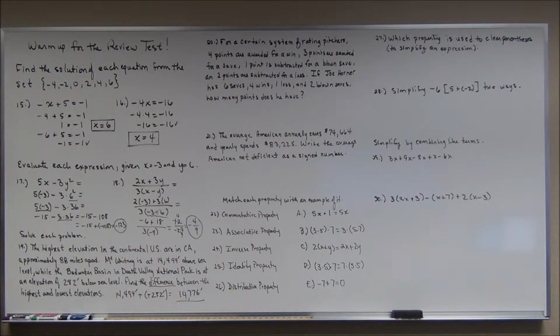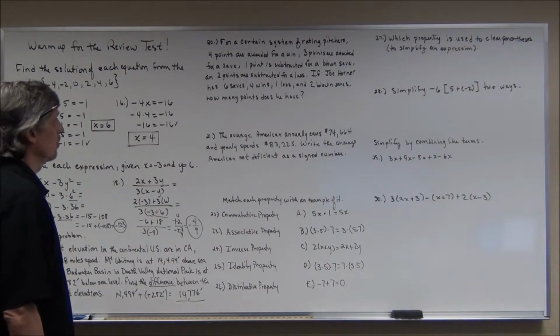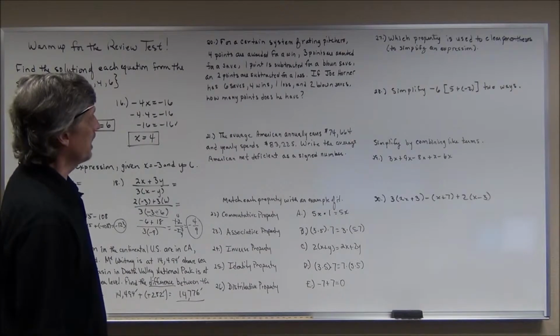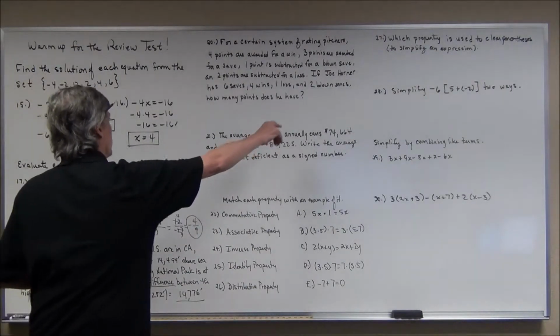Similar in problem 20, it says for a certain system of rating pitchers, 4 points are awarded for a win, 3 points are awarded for a save, 1 point is subtracted for a blown save, and 2 points are subtracted for a loss. If Joe Horner has 6 saves, 4 wins, 1 loss, and 2 blown saves, how many points does he have?